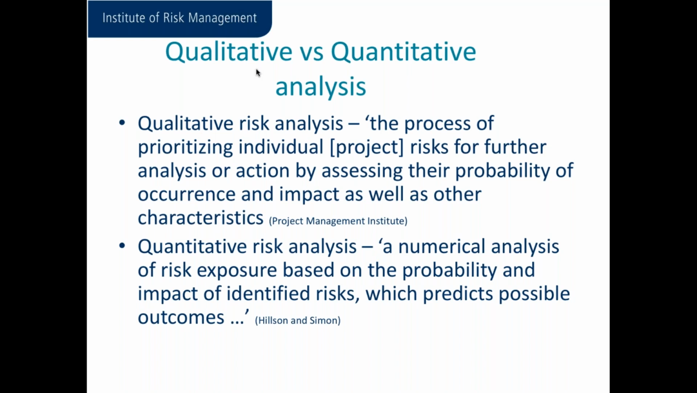So I've got a couple of other definitions here for you. The first is taken from the Project Management Institute, the PMI. The second is from Hilson and Simon. So qualitative risk analysis is thought of as the process of prioritizing the individual risks, and I've got in brackets project because that's the PMI, for further analysis or action by assessing their probability and their impact. Okay, which is what we've just been doing. Quantitative risk analysis, on the other hand, is the numerical analysis of risk exposure based on the probability and the impact of the identified risks, which predicts possible outcomes. So we're starting to put real tangible measures here onto the risks that need to be quantified.